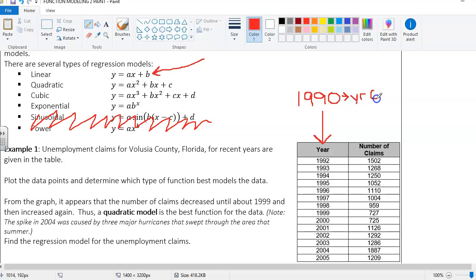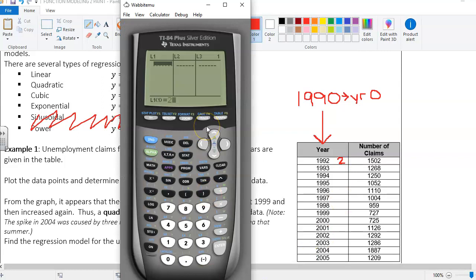what that does for us is that allows us to, instead of typing in 1992, just type in 2. Okay, so that's kind of the fastest way to go about doing this. It also gives you the best data because we don't have to worry about huge numbers. Okay, so that's what we're going to go with.